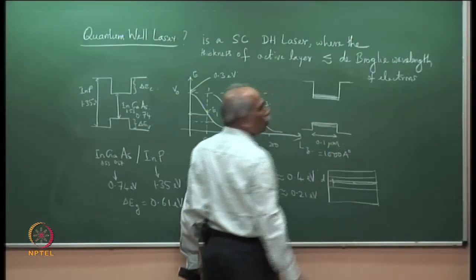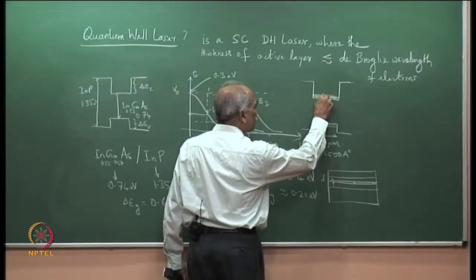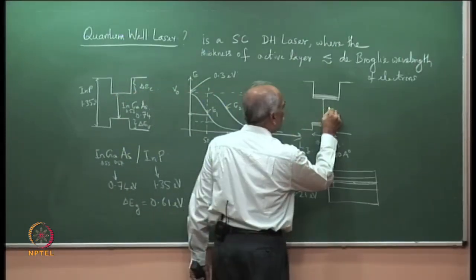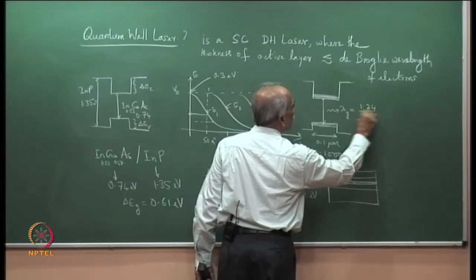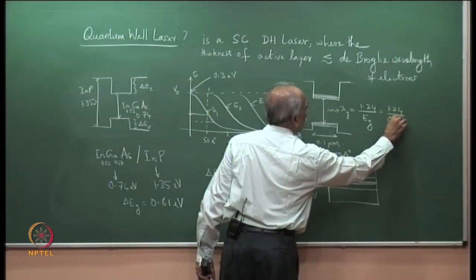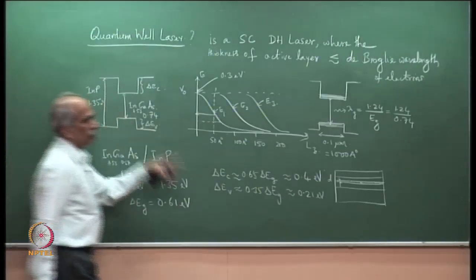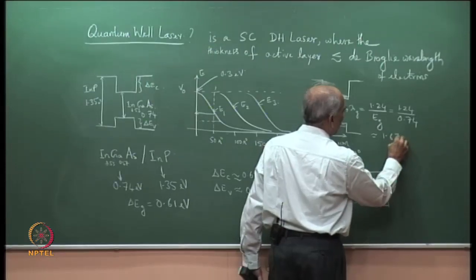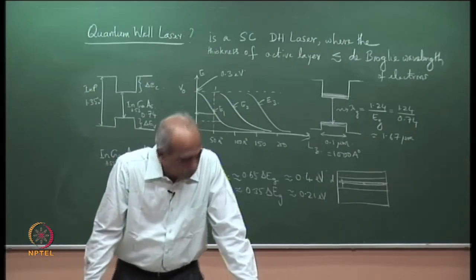They are discrete, but they are so close that it is essentially a continuum, and therefore, the effective band gap is this. So, this is Eg. The emission wavelength lambda g here is equal to 1.24 divided by Eg, which is equal to 1.24 divided by 0.74. For this example, 0.74 here, and you can check, I think it is approximately 1.67 micrometer.